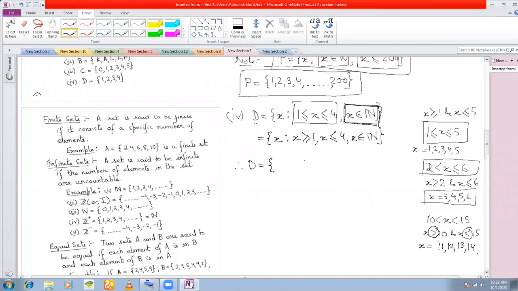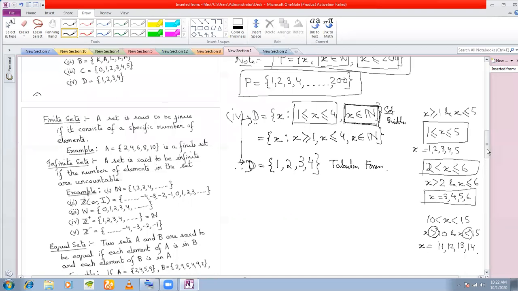What numbers are greater than or equal to 1 and less than or equal to 4? 1 is equal to 1. 2 is greater than or equal to 1 and also less than 4. 3 is greater than or equal to 1 and less than 4. And 4 is greater than or equal to 1 and less than 4. So 1, 2, 3 and 4. This is the tabular representation of D. So both these sets are the same, except that this is your set builder form and this is your tabular form.